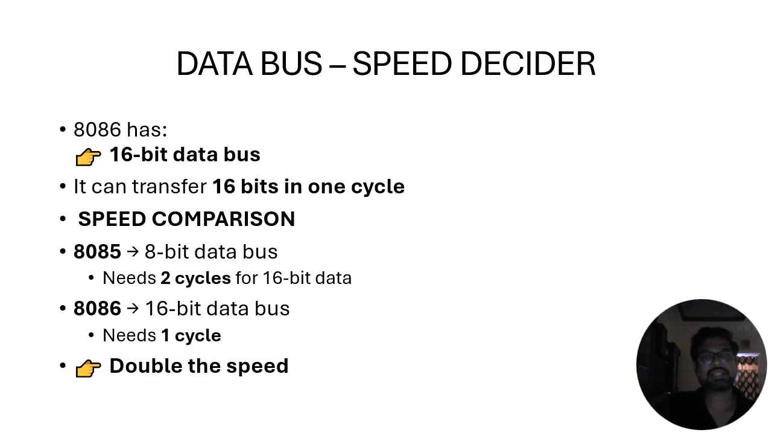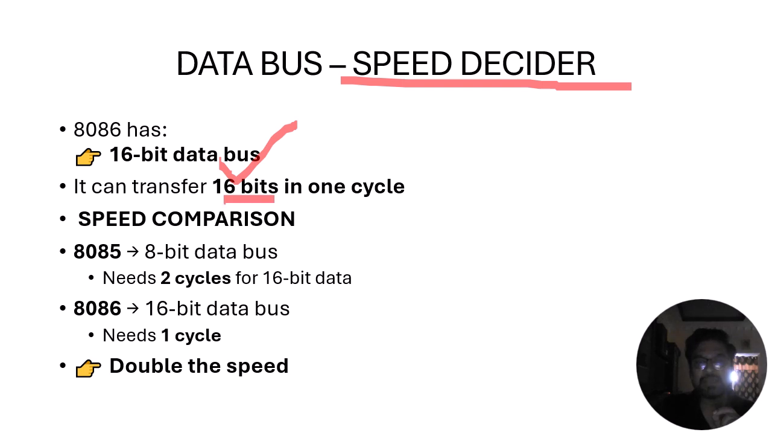Next, let us talk about the data bus, the speed decider. Memory size tells how much you can access. Data bus tells how fast you can access it. In 8086, we have a 16-bit data bus. That means it can transfer 16 bits in one cycle.